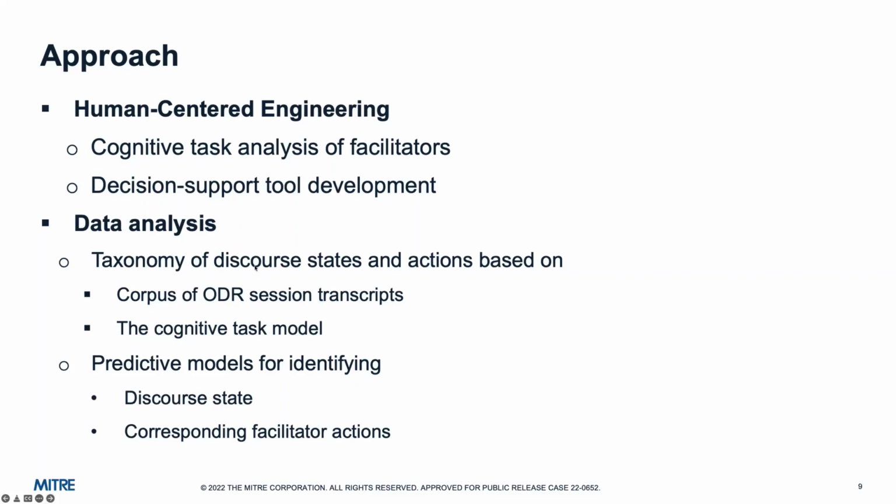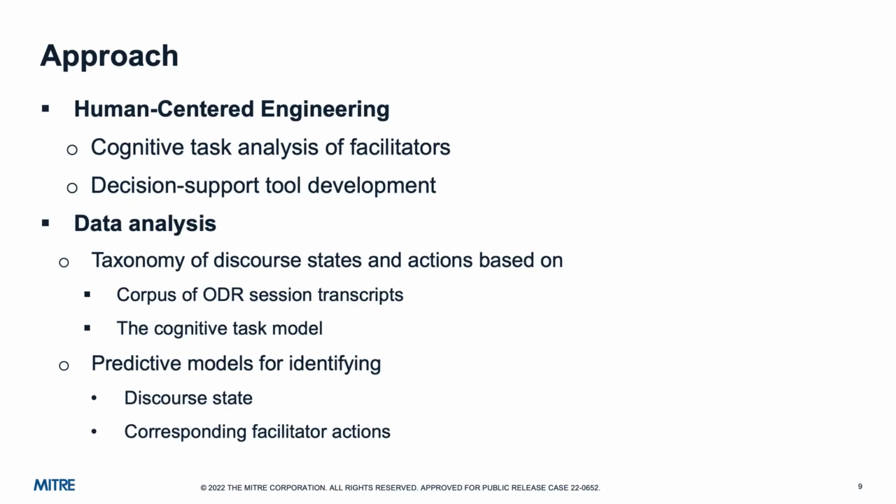So the idea was to develop a taxonomy of discourse states and actions inside of facilitation based on 2 things. One of them is looking at this corpus, and the other is the cognitive task model. Having developed this taxonomy of states and actions, we annotated our entire corpus based on this model. And then from that, we were able to induce models that could identify what the state was, but more importantly, what the facilitator should do in any given situation. So that's the elevator version of this.